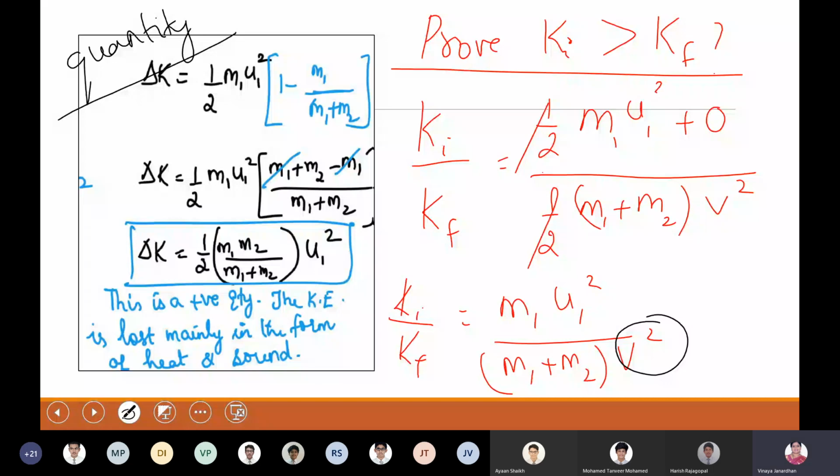Now you have to substitute the value of v squared here. I'm just making you people do it. Are you able to do it, or should I continue solving? You can do. So you have got an expression for v. Substitute the expression for v. Ma'am, is it m1 plus m2 by m1? Yeah, m1 u1 squared by.